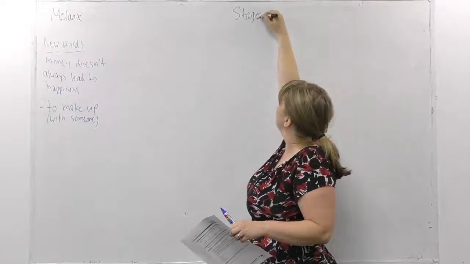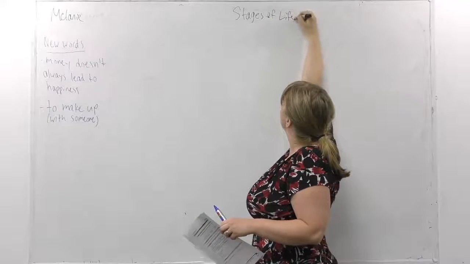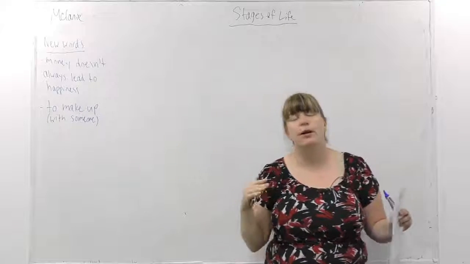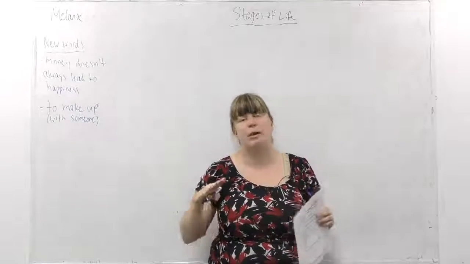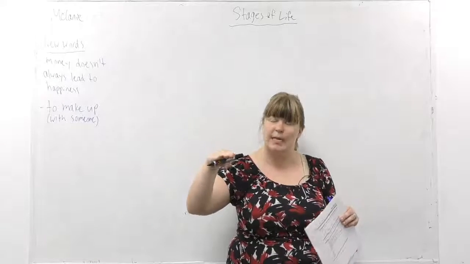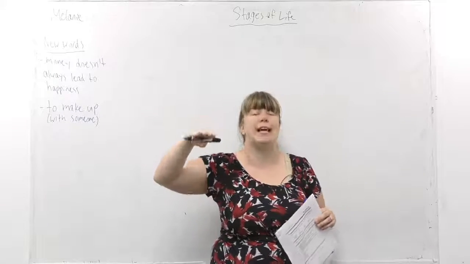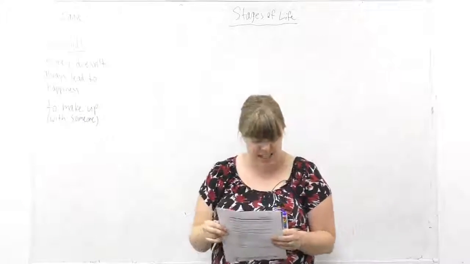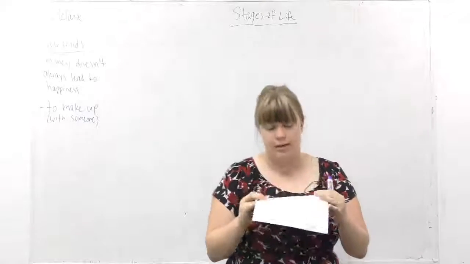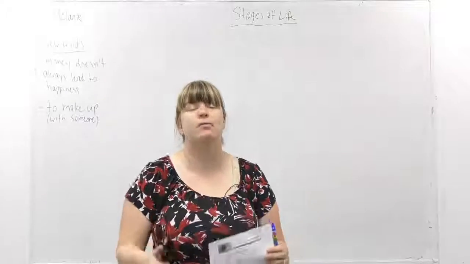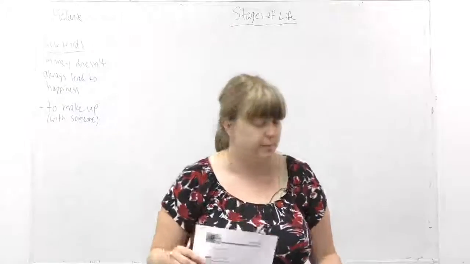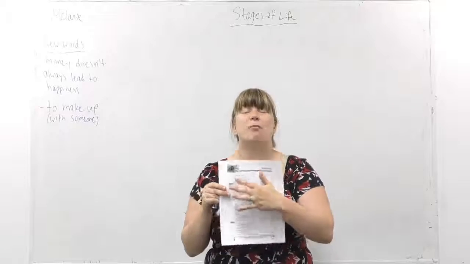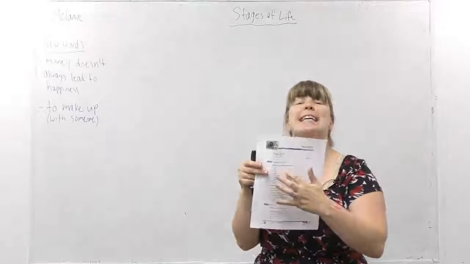Stages of life. Okay, so stages, that's similar to levels. So, you know, a stage, you have the baby stage where you're a baby. You have the kid stage where you're a kid or a child. The teenager stage, the adult stage, the senior stage. Okay, so let's do number one together. So this is going to be a nice little vocabulary building exercise. So we got 9 different stages, and we have to match it up with the correct age.